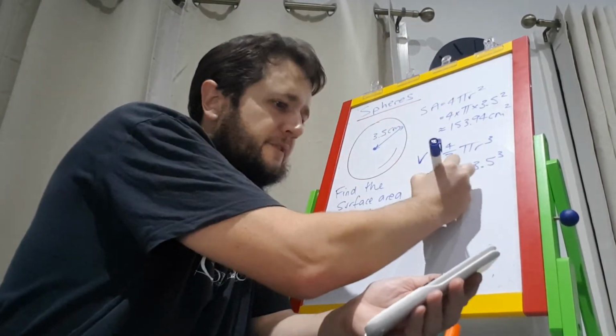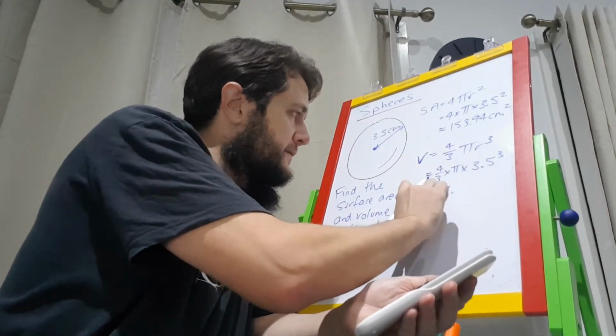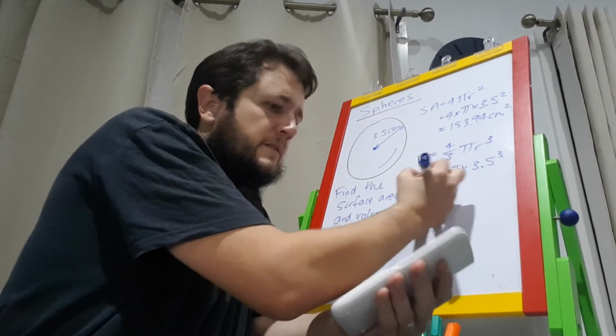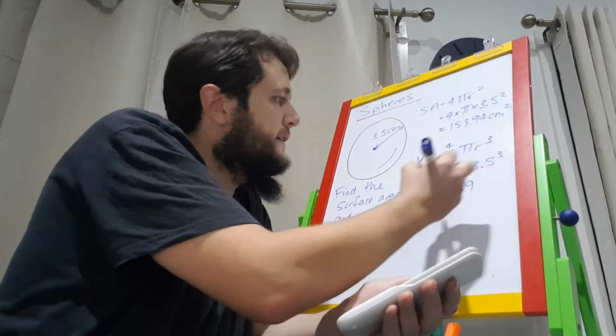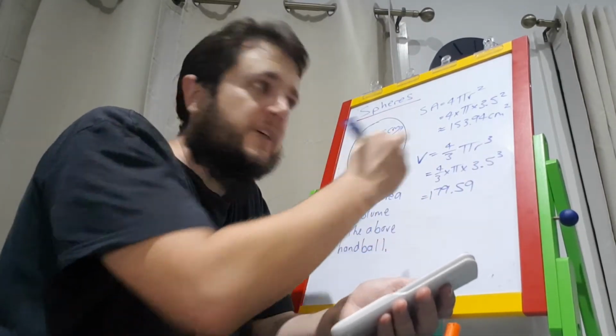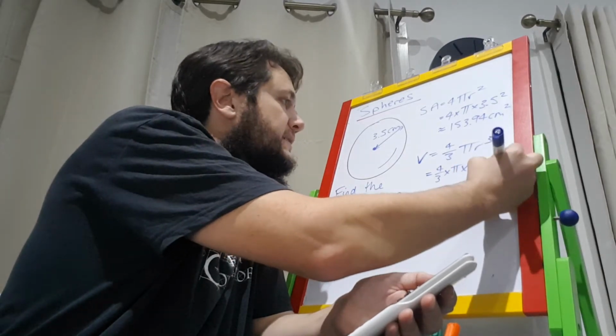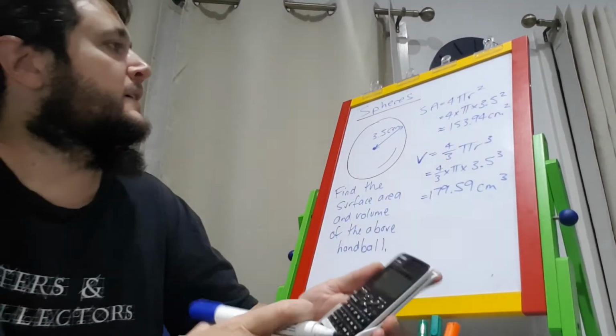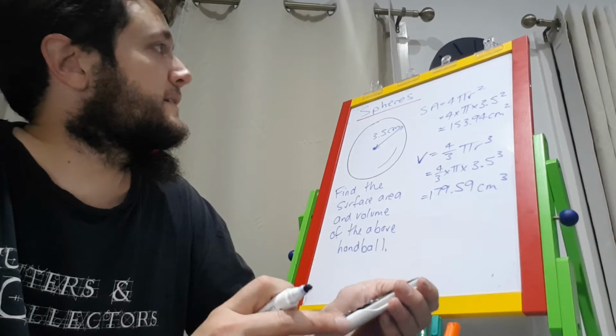So 179.59, and its volume, so we're in 3 dimensions, so I'm going to be calling that centimetres cubed. All right, how does that look, everyone?